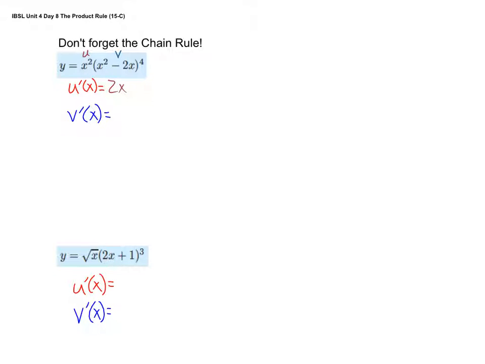Okay? So in this case, u is x squared, u prime is 2x, v is x squared minus 2x to the fourth. It's this whole thing. So when I go to find the derivative, it's going to be 4 times x squared minus 2x cubed times the derivative of the inside, which is 2x minus 2. Okay?